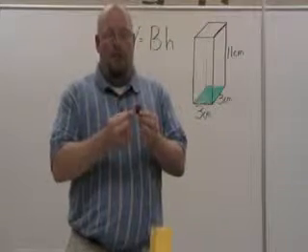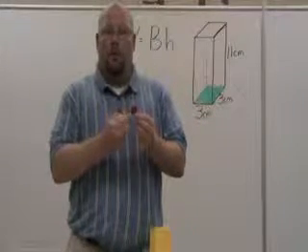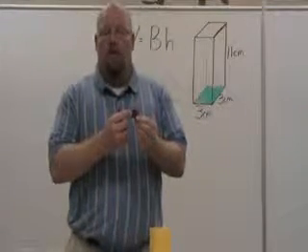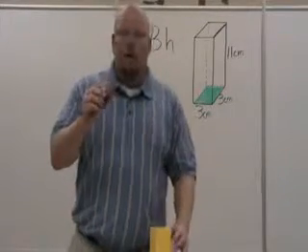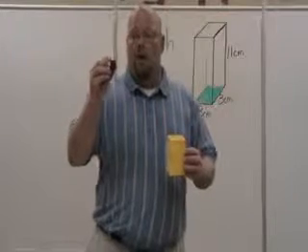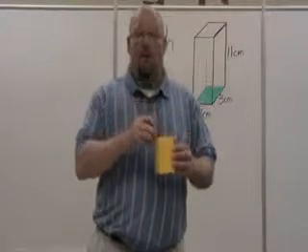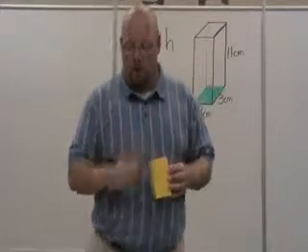If this is 1 unit by 1 unit by 1 unit, so it has a length of 1, a width of 1, and a height of 1, this is going to be 1 unit cubed. So now when we're talking about volume, we're going to try to figure out how many of these cubic units can fit into here, and that's how we'll measure our volume.